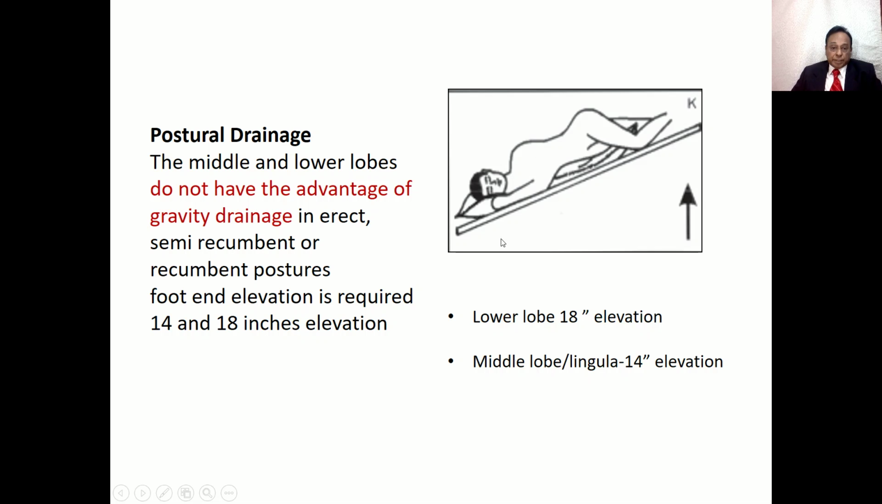So you should make the child lie down like this. That is, the foot end should be elevated. How much elevated depends upon whether it is the lower lobe or middle lobe. For the lower lobe, this 18 inch elevation is very, very important, whereas for the middle lobe, or if the lingula is involved, 14 inch elevation is enough. And we have to keep the child for at least 30 to 45 minutes. This is a very important one.